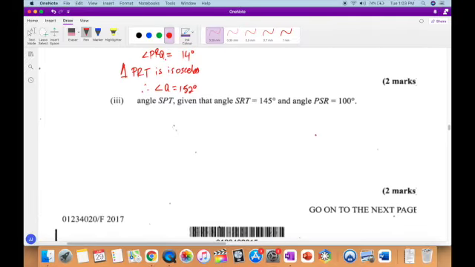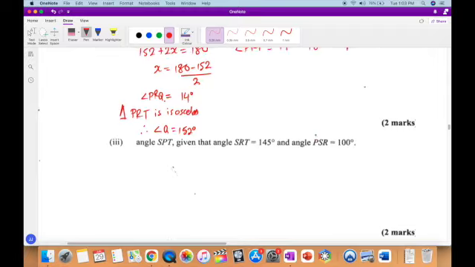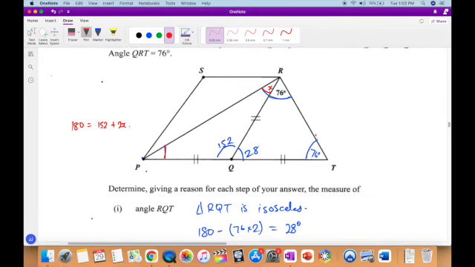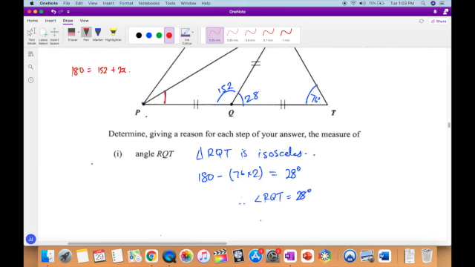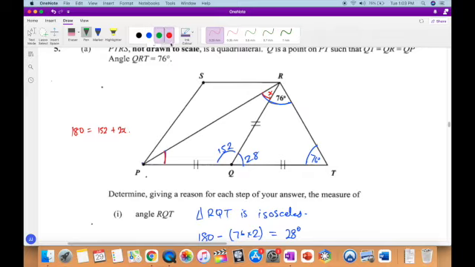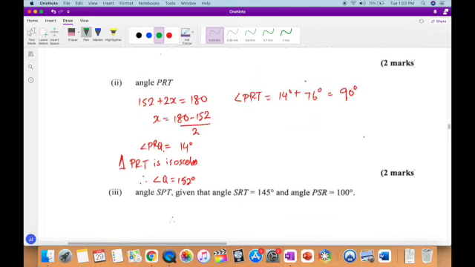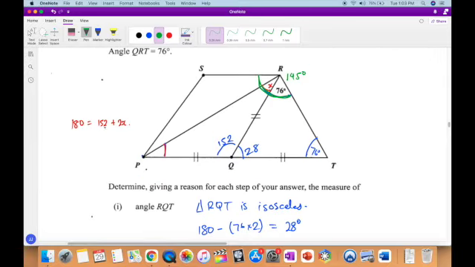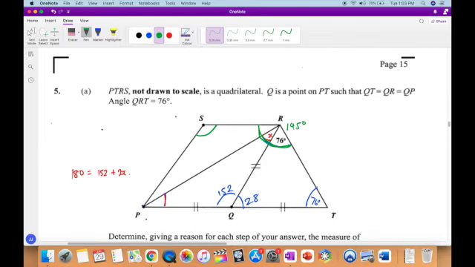Angle SPT, given that the angle SRT is 145 degrees, so let's write that information in first. The angle SRT, so this entire angle here, is 145 degrees. Is that what they're saying? Yeah. And angle PSR, this angle here, is 100 degrees.